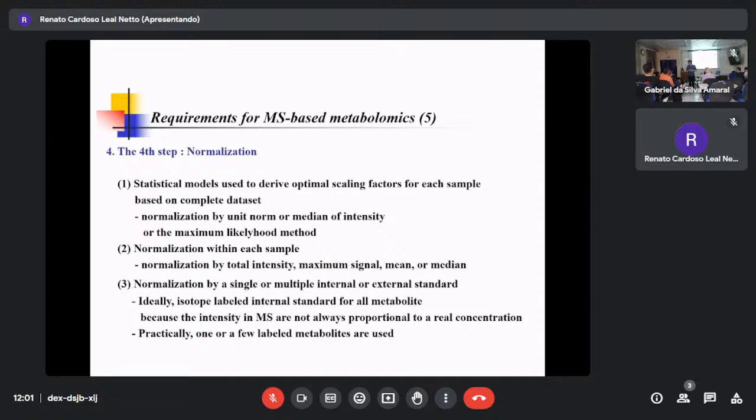Which one is good? Usually for animal or other metabolomics, actually, I first start with the total intensity normalization.